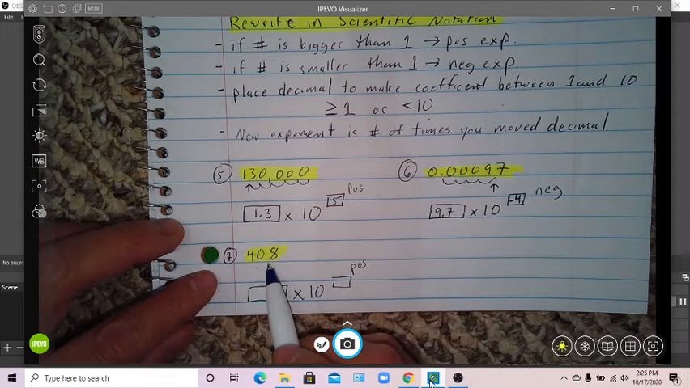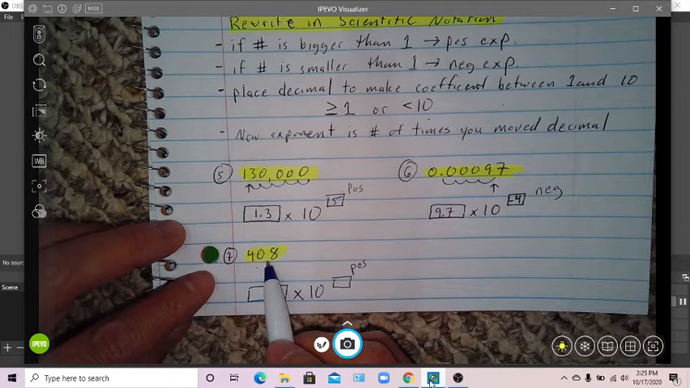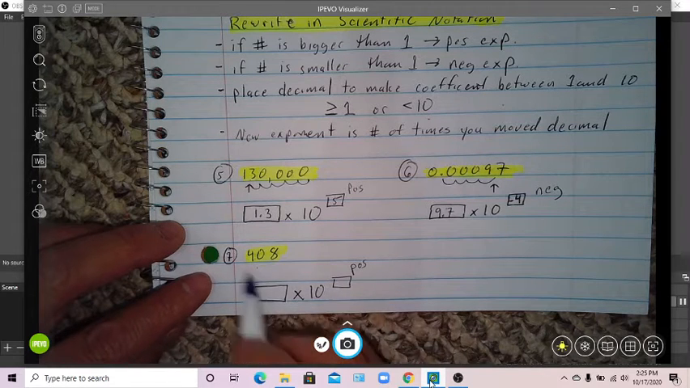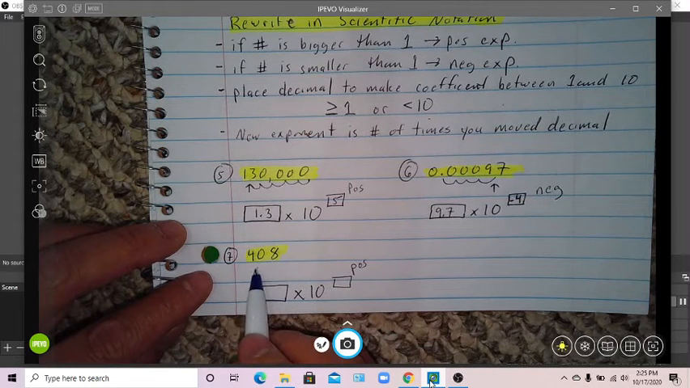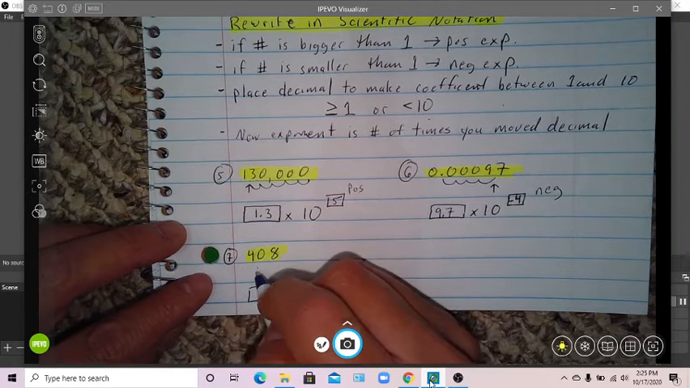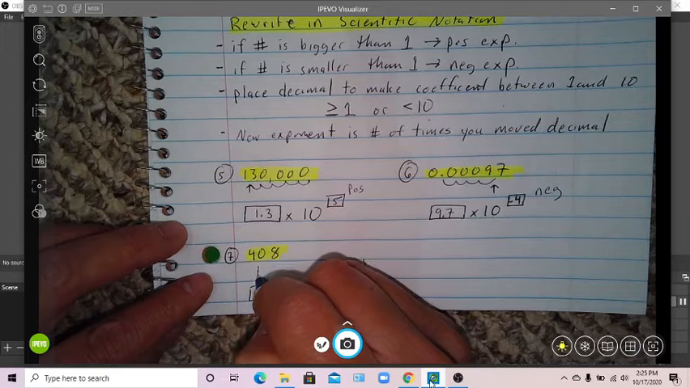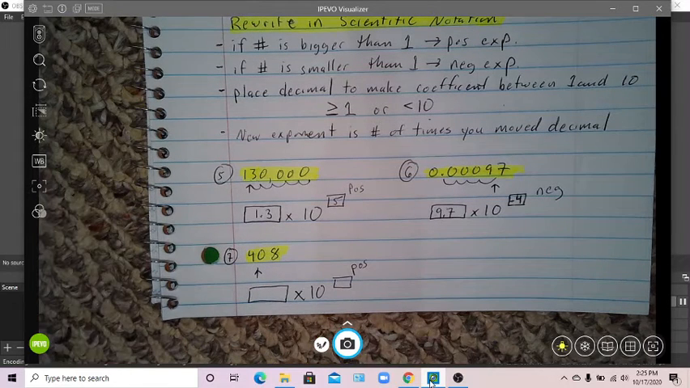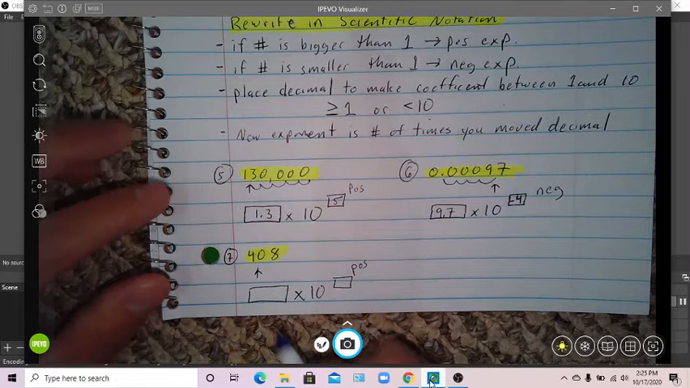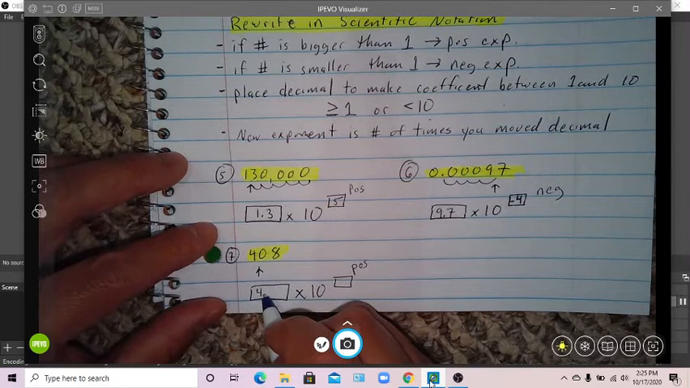Well, let's test it. If I put it between the 0 and the 8, it'll be 40.8. 40.8 is bigger than 10. I don't want it there. If I put it between the 4 and the 0, I have 4.08. 4.08 is between 1 and 10. It's bigger than 1 and smaller than 10. So that's where I want it, 4.08.